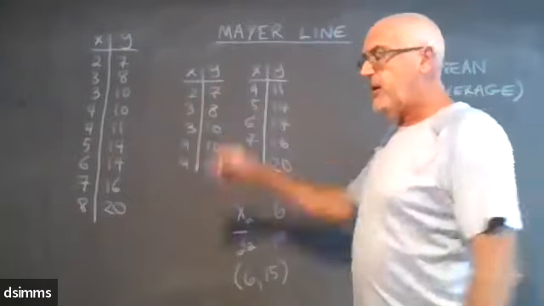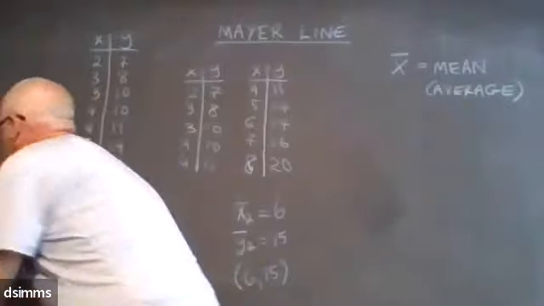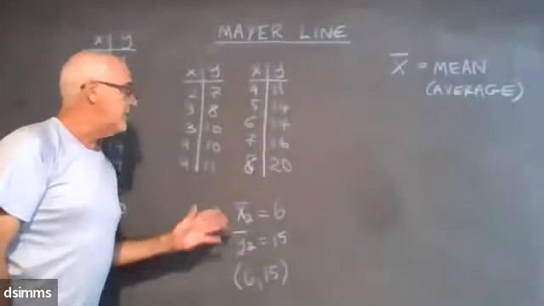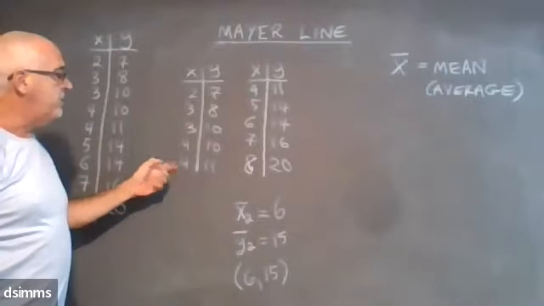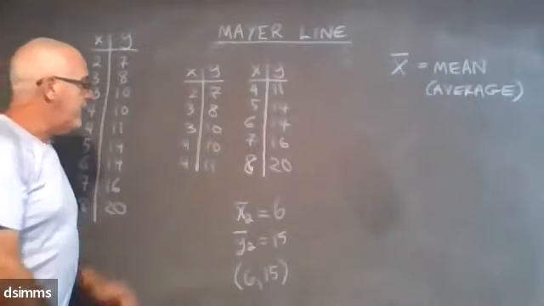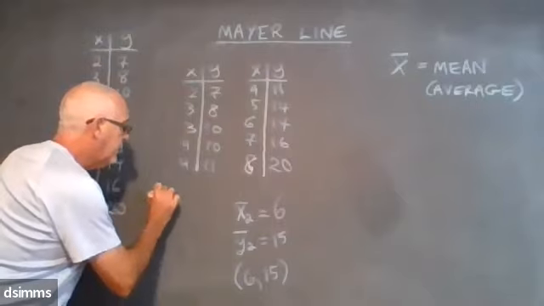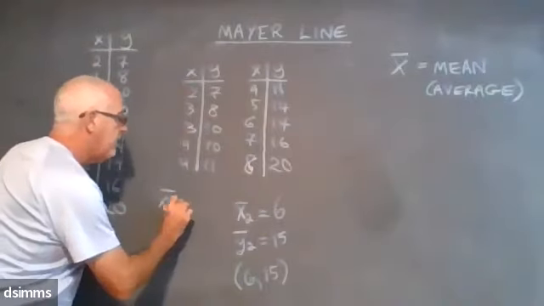Now we're doing the same thing over here. It's just that the totals are not multiples of 5, so we'll get some decimals in our answer. 2 plus 3 is 5, plus 3 is 8, plus 4 is 12, plus 4 is 16. 16 divided by 5, x bar 1, is 3.2.